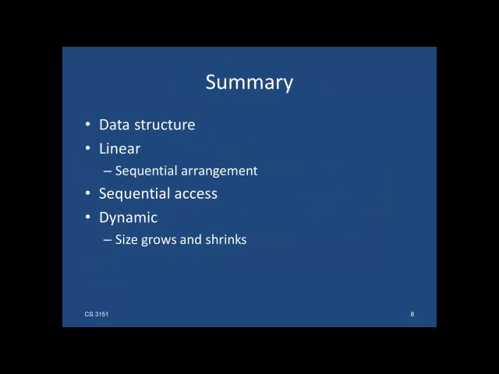In summary, a linked list is a data structure that stores a collection of elements with the same type logically in linear order. In order to access elements in a linked list, the list elements have to be traversed sequentially. A linked list is called a dynamic data structure since it grows and shrinks as elements are added and removed.